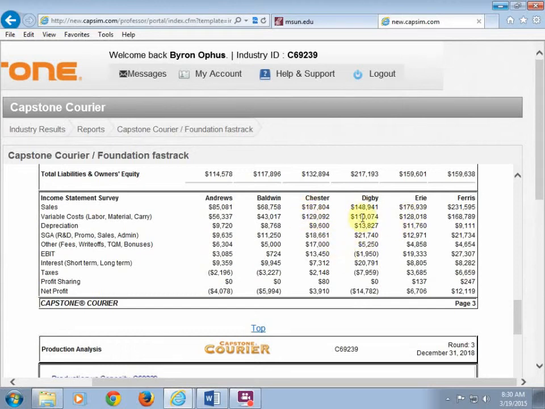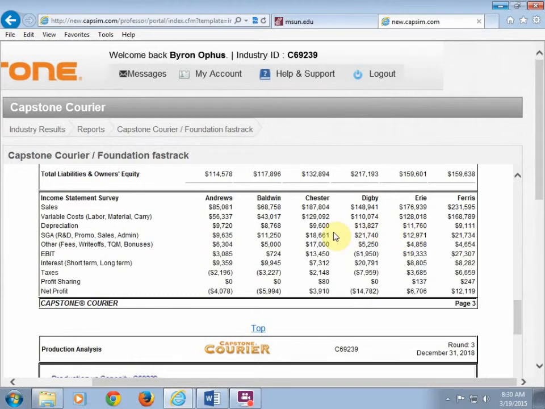Variable costs. I don't look at the absolute numbers that much. Depreciation, we would expect Digby would have the most, and they do. SG&A, pretty efficient. Erie had to be really efficient to generate the sales they did and only spend $13 million. That's pretty efficient in terms of SG&A. So their SG&A to sales should have been relatively low, right?